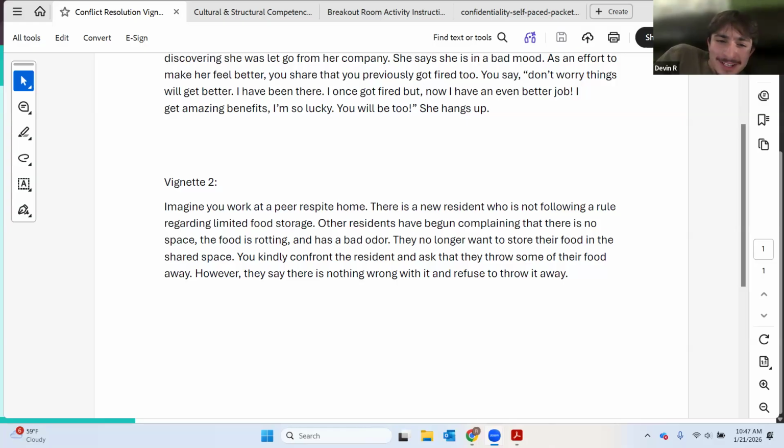Just to break the ice, but I feel like the explanation in this scenario is very abrupt. There's not really any reasoning behind it. It's like the person isn't giving any reasoning. It just confronts the resident and asks them to throw some of their food away. Like, why? Adding on to the why of it, like explaining other people need their space maybe, would be a better approach. Yeah.